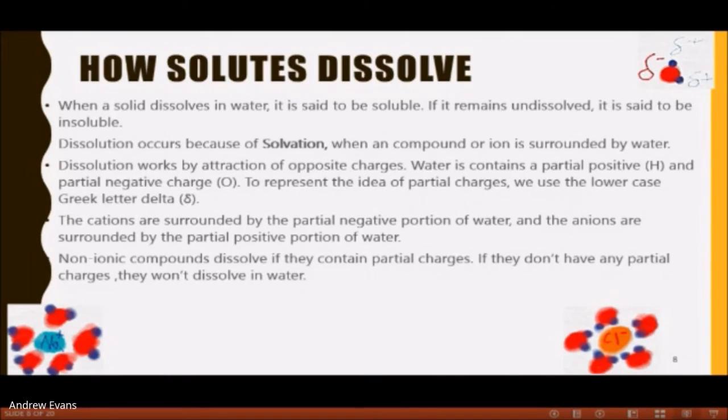The chloride, which is 1 minus, gets attracted to the hydrogens. The water orientates itself so all the hydrogens are pointed towards it. So we have the negative surrounded by a bunch of partial positives and the positive surrounded by a bunch of partial negatives. And that way we slowly but surely pull all these ions apart to the point where we can no longer see them.